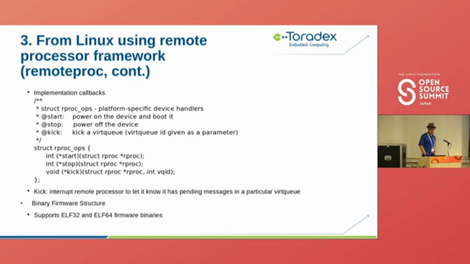This is mainly used when you have some communication between the cores, so you could notify the other side. It can interrupt the remote processor to let it know that in a virtio queue there is something available. And then, of course, there is also a binary firmware structure. Usually, on the Linux rproc side, it uses exclusively ELF, either in the 32 or 64-bit flavor, depending on what kind of core you have.